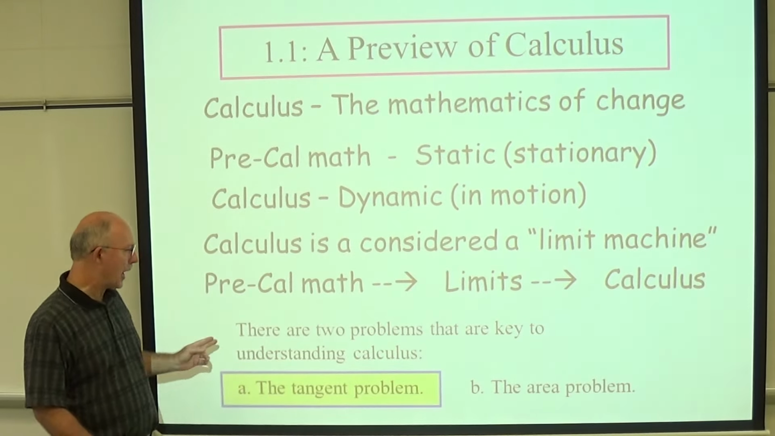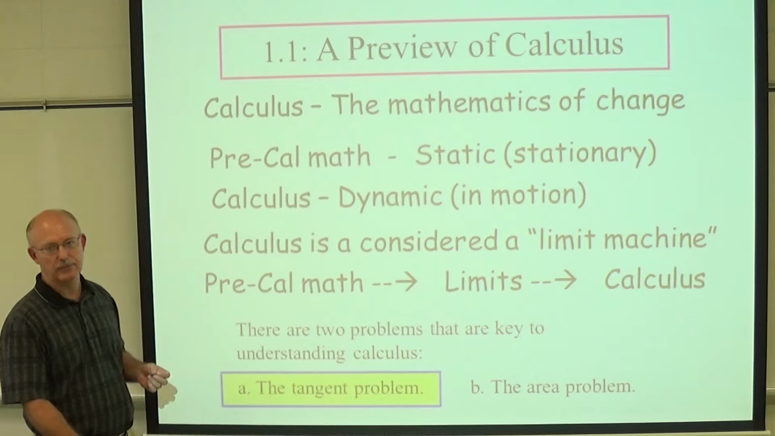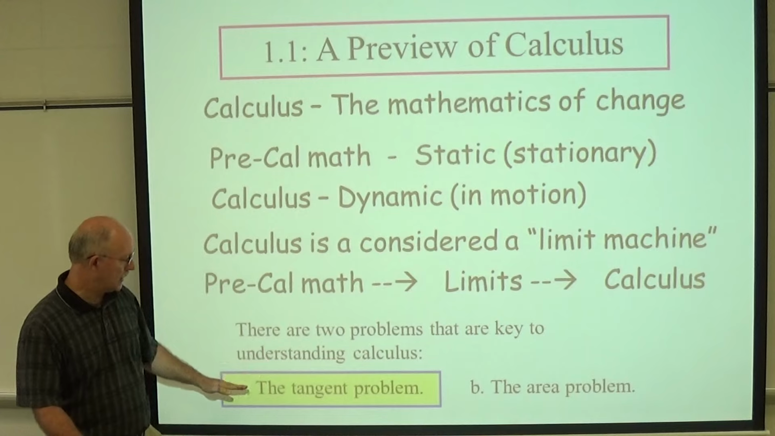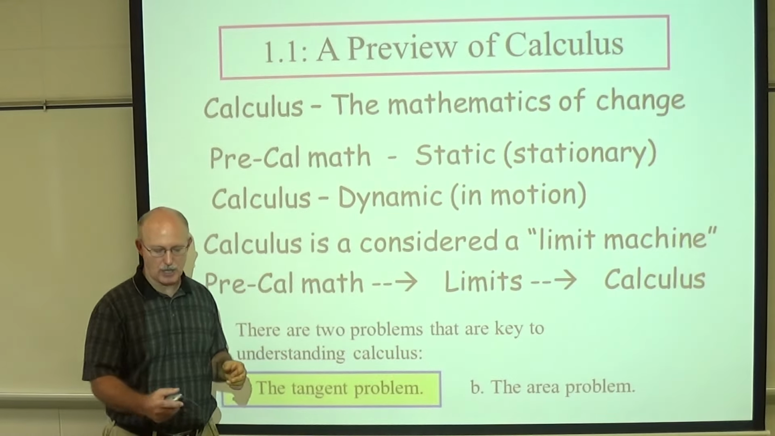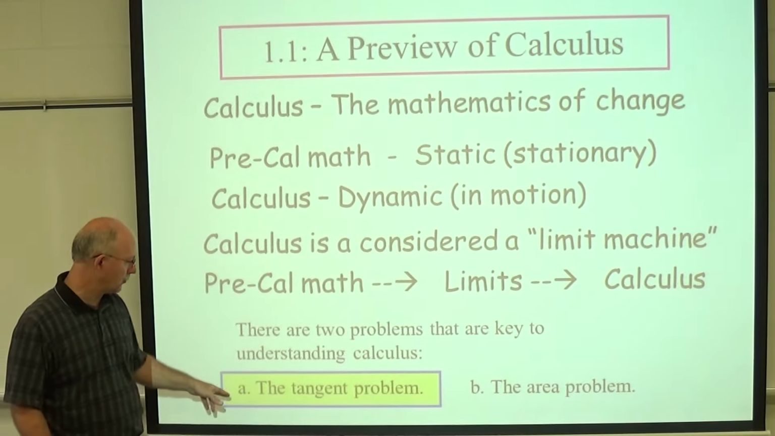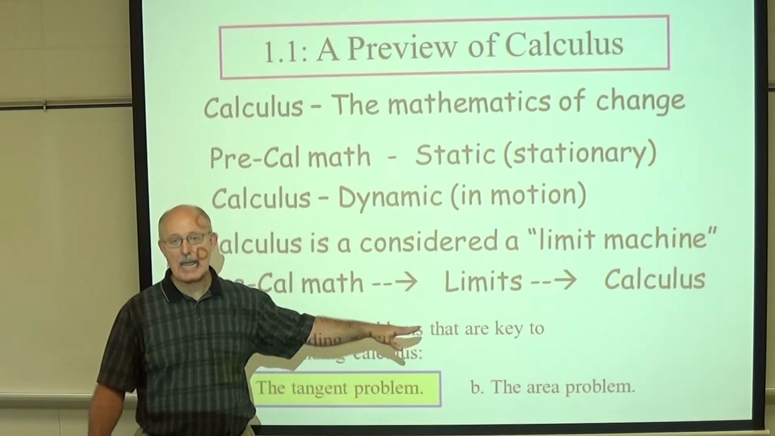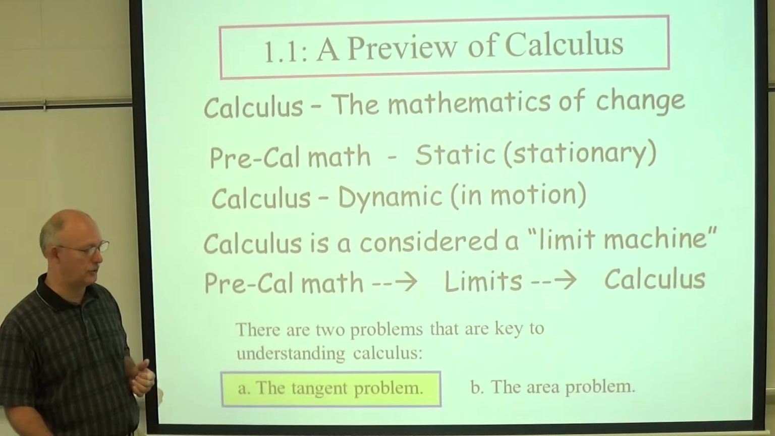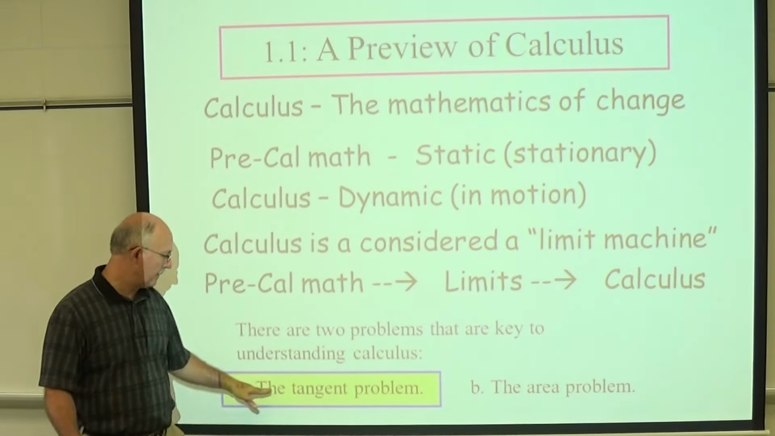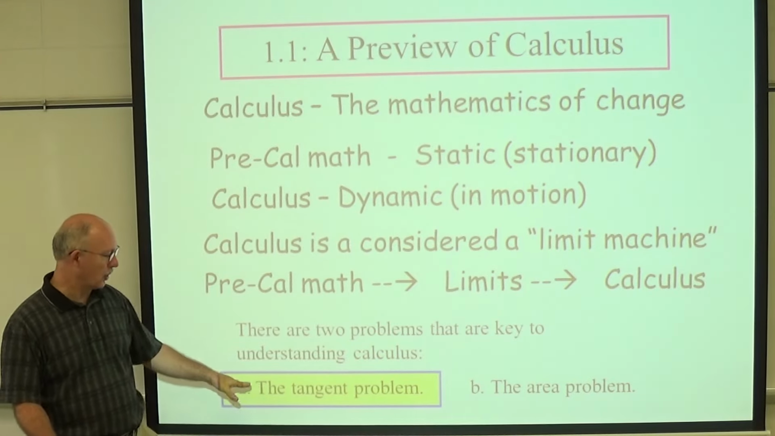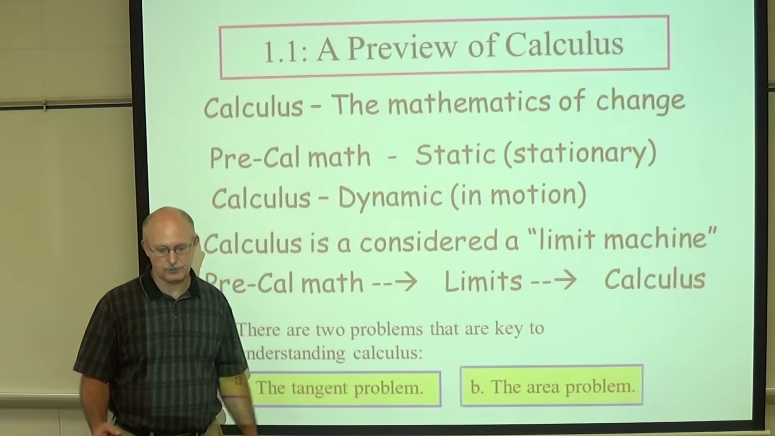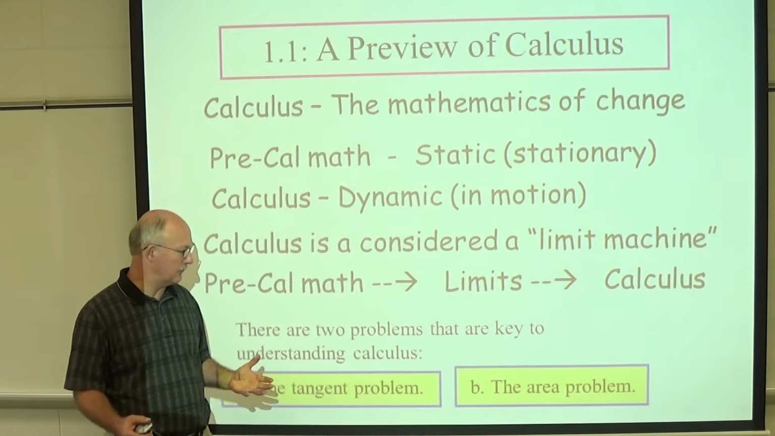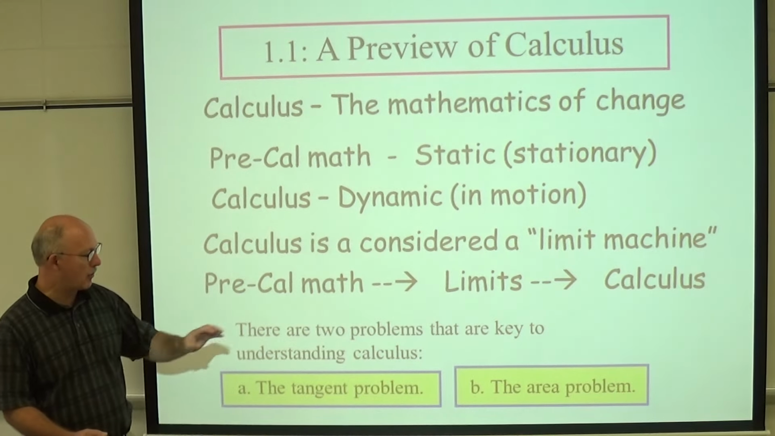Now, there are two problems that are key to understanding calculus. These are two concepts that in the old days, back before calculus, used to give mathematicians a lot of trouble. One is what's called the tangent line problem, and the other is the area problem, calculating area under a curve. Finding the slope of a tangent line to a curve was very difficult prior to the development of calculus. So two major problems that calculus, I guess, was developed for: the tangent line problem and the area problem.